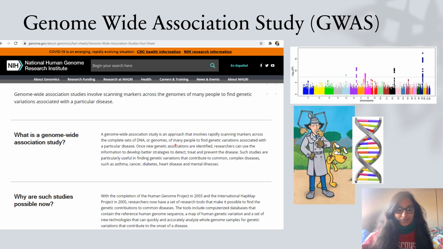So pretty much in a genome-wide association study, we rapidly scan markers across the complete set of DNA or genomes of many people to find genetic variations associated with a particular disease. Once new genetic associations are identified, researchers can use the information to develop better strategies to detect, treat, and prevent the disease. So we can find what kind of genetic variants, what genes along the loci of different chromosomes could be associated with the different phenotypes that we are observing. So that's what we try to do with GWAS studies. So look within the chromosome information, try to find genetic markers of the disease that we're interested in.